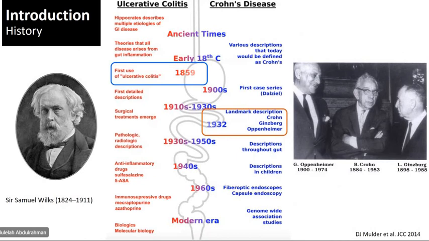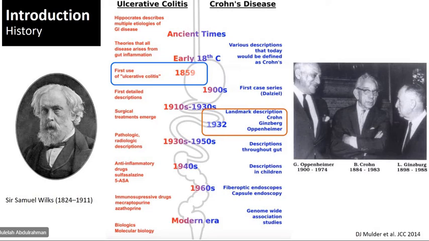Now, this is, I would say, a bit of a time story, but it would be wise to know where the descriptions of ulcerative colitis and Crohn's disease come from. So I tend to say ulcerative colitis is the older brother of both diseases. It was described by Sir Samuel Wilks, a British physician, in 1859. And he's the first one who used the terminology ulcerative colitis, while Crohn's disease is less than 100 years old, and was named after an American gastroenterologist called Burrill Crohn.